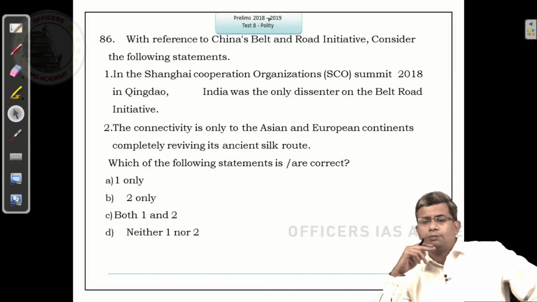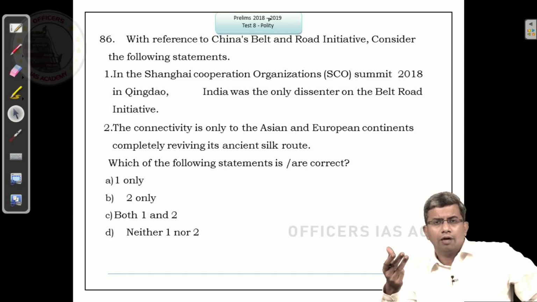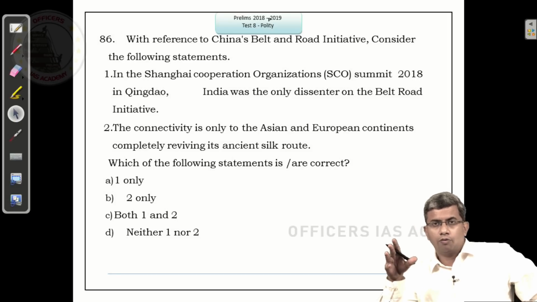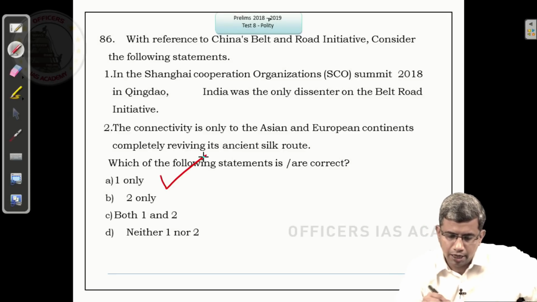With reference to China's Belt and Road Initiative, consider the following statements. In the Shanghai Cooperation Organization Summit 2018 in Qingdao, India was the only dissenter on the Belt and Road Initiative. Obviously, we are objecting to the Belt and Road Initiative, right? So the first statement is correct. The connectivity is only to Asian and European continents, completely reviving its ancient Silk Route. No, it is open to all. Whoever wants to participate can participate. So the first statement only is right. The correct answer is A, 1 only.